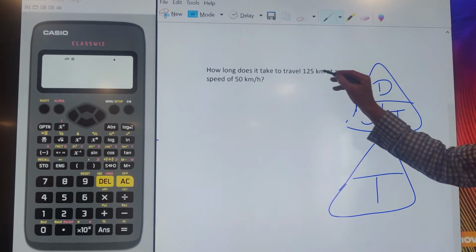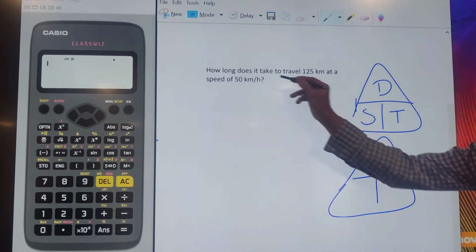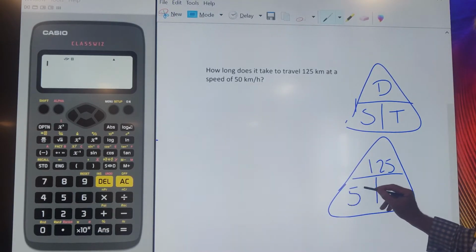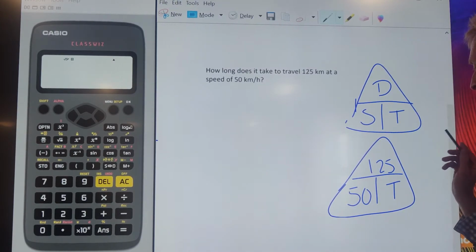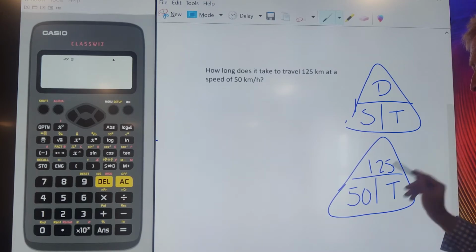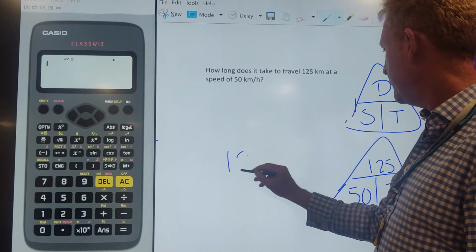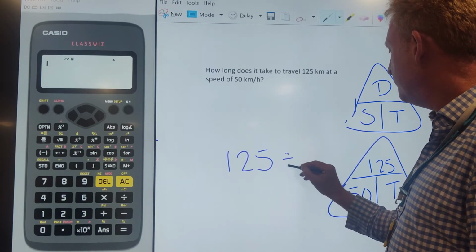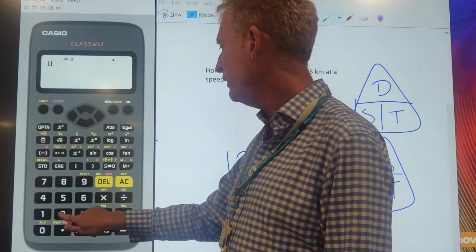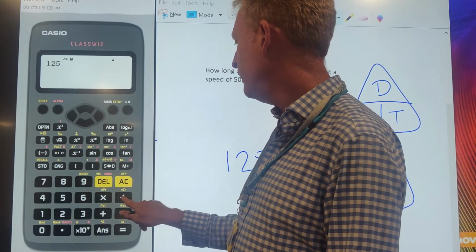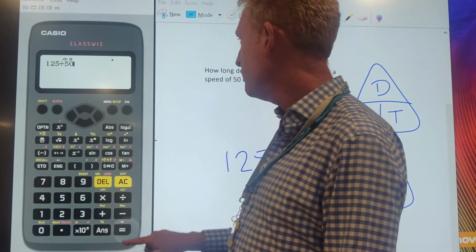We've got a distance being travelled of 125 kilometres, that's going to go up there. The speed we've got this time is 50 kilometres per hour, and we're trying to find our time. So that's telling us we're doing 125 divided by 50 to get the answer to this question. So we'll write that down over here, 125 divided by 50. We're going to put that into our calculator. 125 divided by 50, and let's press equals.